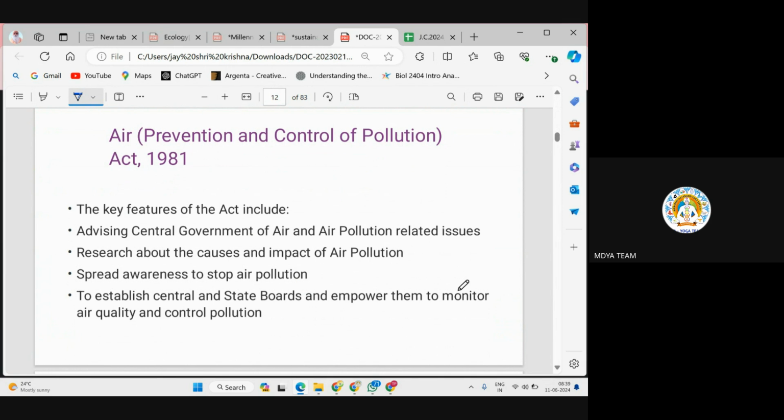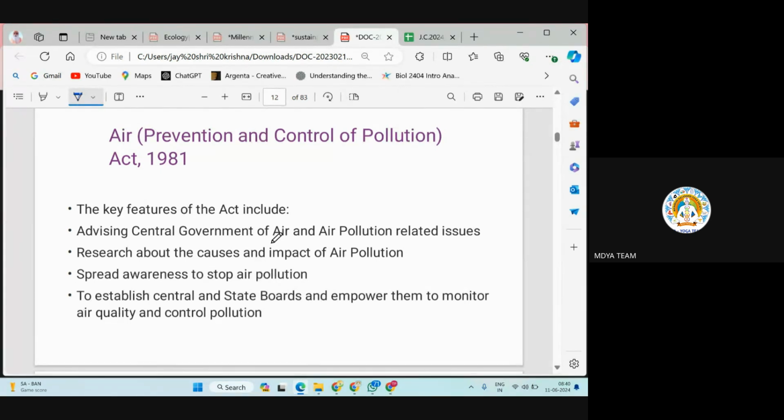So you need to remember when they applied this Air Pollution Prevention and Control Act. This act came into power in 1981. The key features of this act were, so in this act there were certain rules and certain things for the central government regarding air and air pollution related issues. So various guidelines were there for central governments related to air and air pollution.